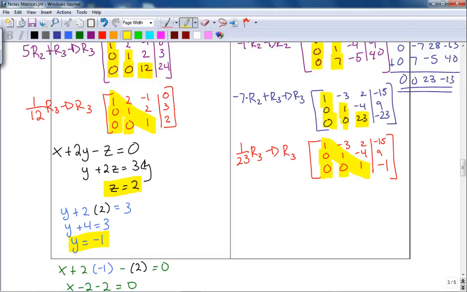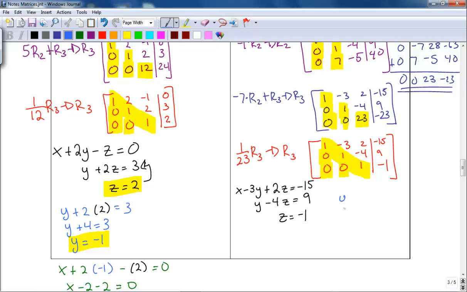So I use back substitution to solve. Back substitution says make this back into linear equations and substitute to solve. So I write x minus 3y plus 2z is equal to -15. For my second equation, I don't have an x, but I have y minus 4z is equal to 9. For my last equation, z is equal to -1. Well, do I have enough information to solve? I do. Let's start by finding my y first.